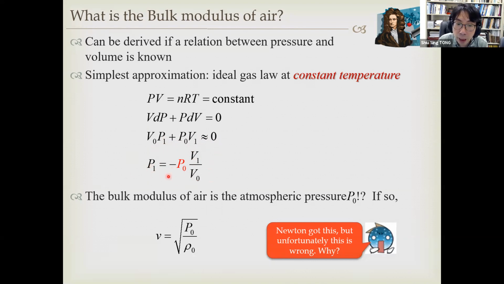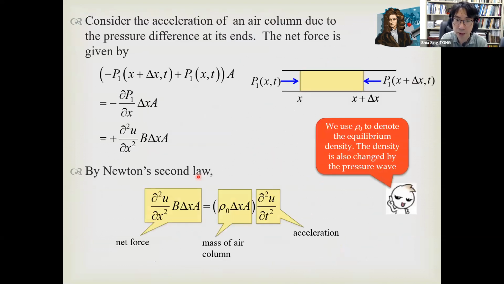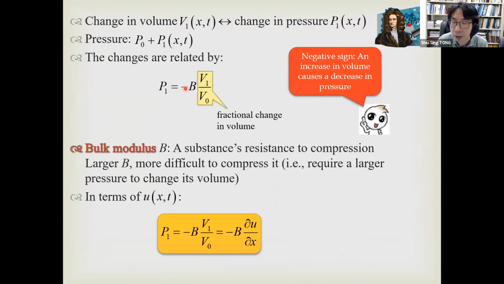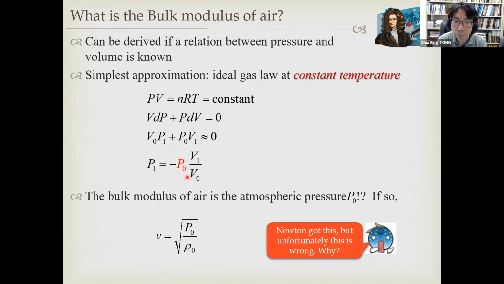Now you immediately realize that this equation takes the same form as our previous assumption. We assumed P1 to be equal to minus B V1 over V0. So we can now identify what B is. B is simply the atmospheric pressure, P0. Okay, not necessarily atmospheric pressure, but the equilibrium pressure of the gas.